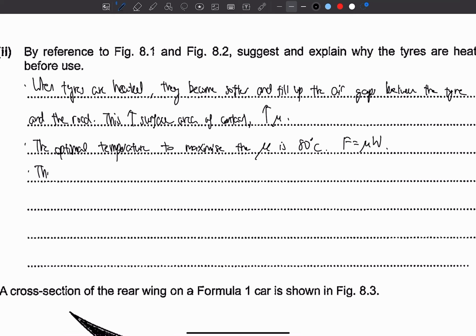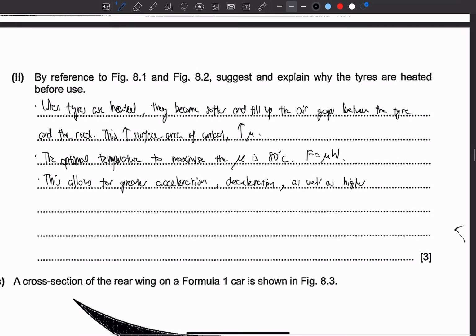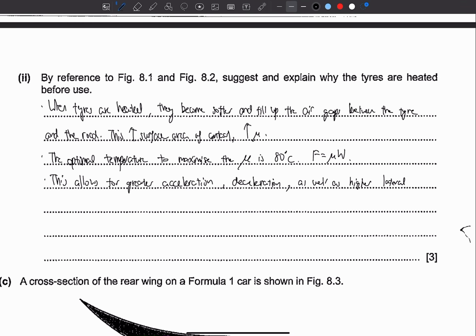So what does this allow? This allows for greater acceleration, deceleration, as well as higher lateral frictional force, allowing the car to navigate tight corners better. Right.